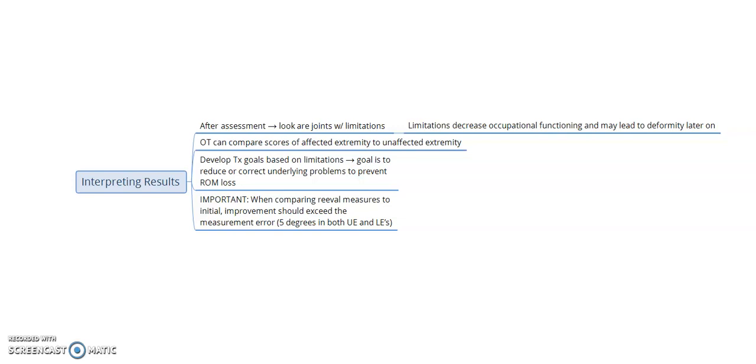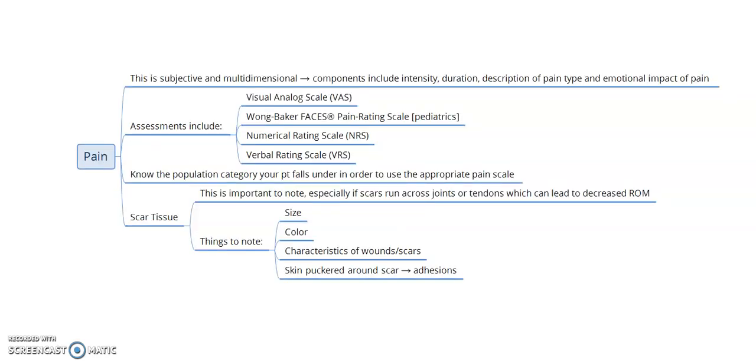The OT can compare scores of the affected extremity and the unaffected extremity to see what the limitations are, and you need to develop treatment goals based on limitations. The goal is to reduce or correct underlying problems to prevent range of motion loss. And remember, when comparing reevaluation measures to the initial measure, improvement should exceed the measurement of error, which is 5 degrees. Next, we're going to talk about measuring pain.